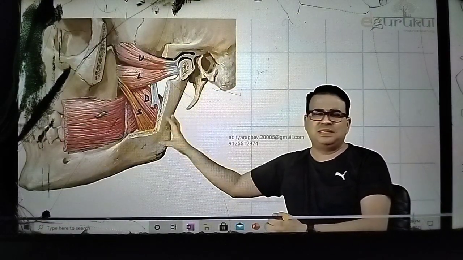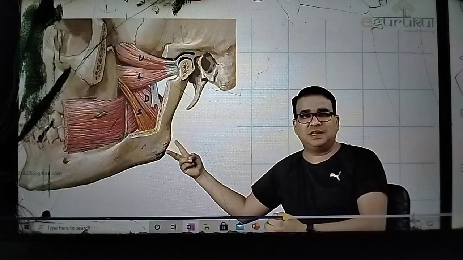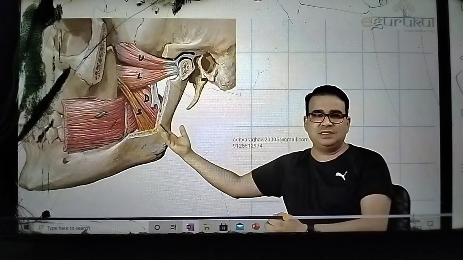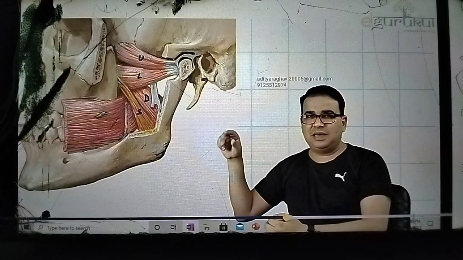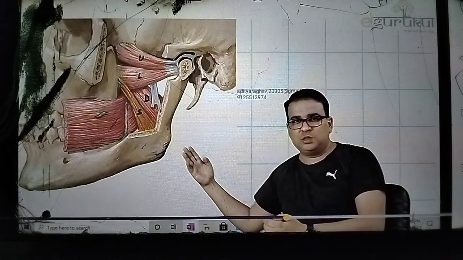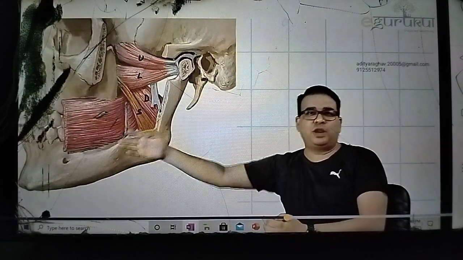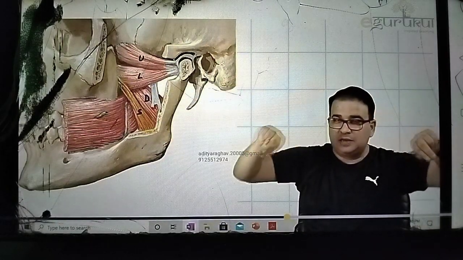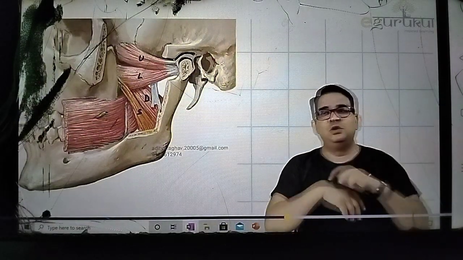But what will be the action? Just think about the masseter muscle. Masseter was also running in this direction only. The only thing is masseter is outside, medial pterygoid is inside. So the two muscles with the name M, masseter and medial pterygoid, the direction is almost the same. So this will also help in the elevation of mandible. It will also help in the protraction of mandible. And once again, just like lateral pterygoid, it is going outward, so it will deviate the jaw toward the opposite side.